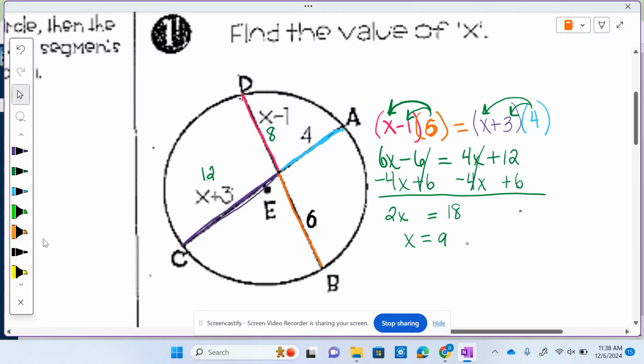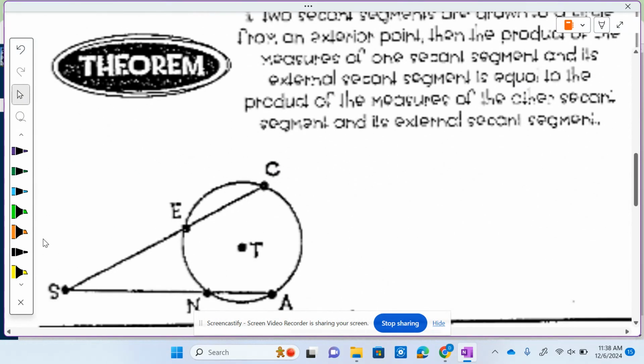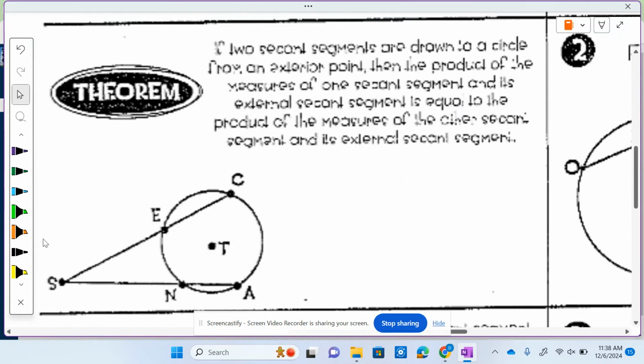Okay, let's go to theorem number 2. Theorem number 2 is our secant theorem. If 2 secant segments are drawn to a circle from an exterior point, then the product of the measures of one segment and its external segment is equal to the product of the measures of the other segment and its external. So here's how I want you to think about this. This is the whole thing compared to just the outside.